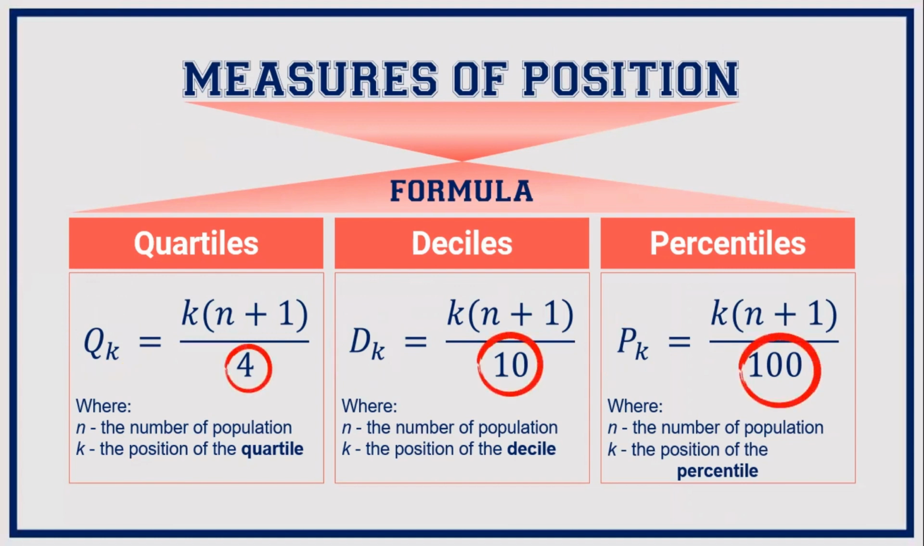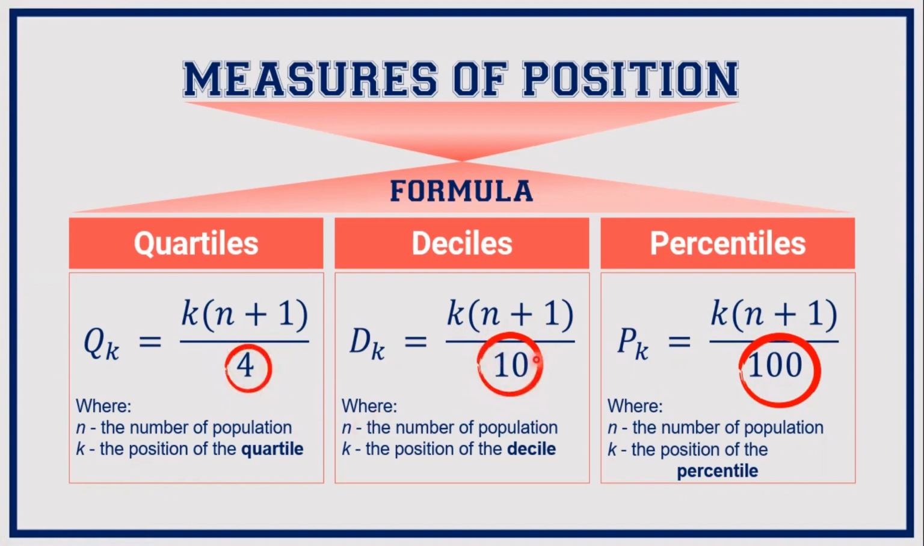So we have the formula Q sub k is equal to k times the quantity of n plus 1, all over 4. So for quartile, we have all over 4. For decile, we have 10. And for percentile, we have 100. So why do we have here this denominator 10 and 4? As we go back to the definition, quartile divides the score points into 4 equal parts. So that's why we have here 4.